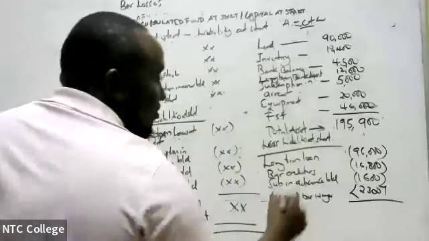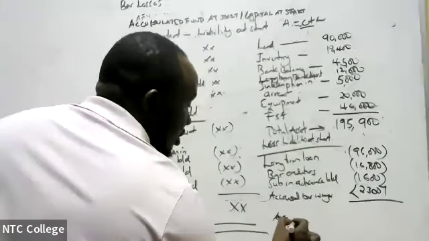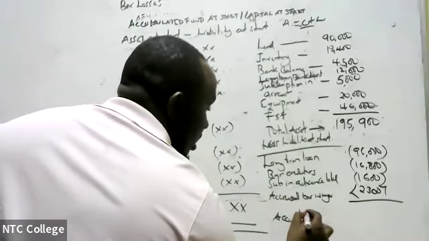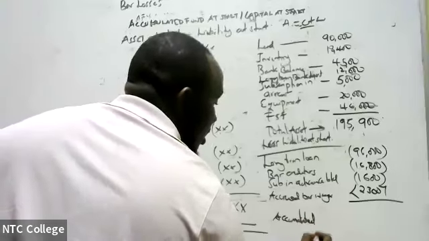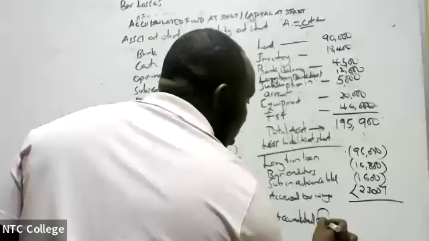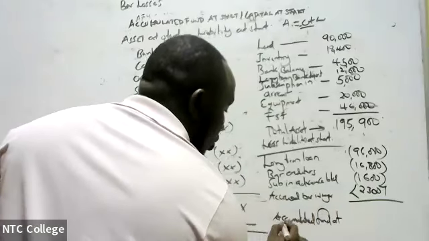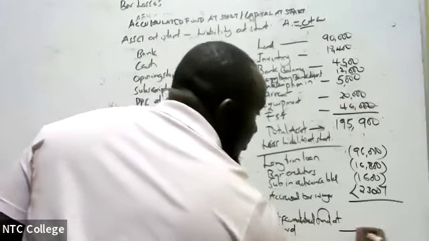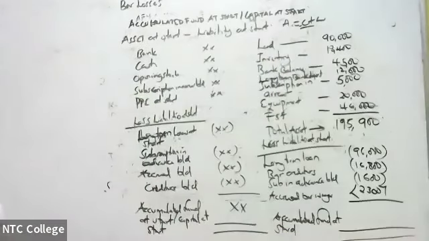So what is accumulated fund at start, or the capital at start? Which figure are we getting?